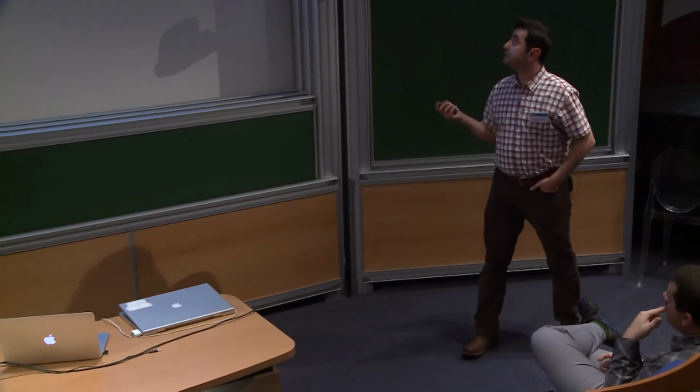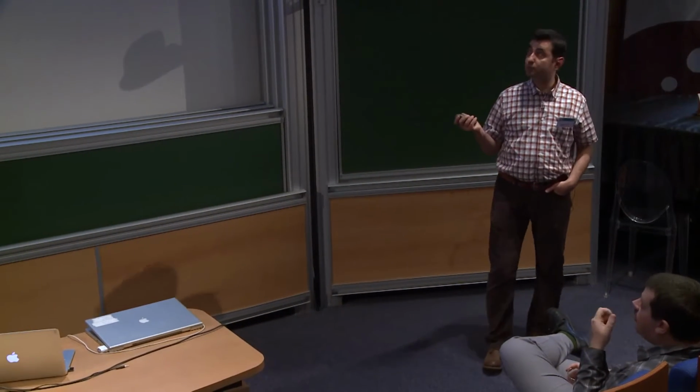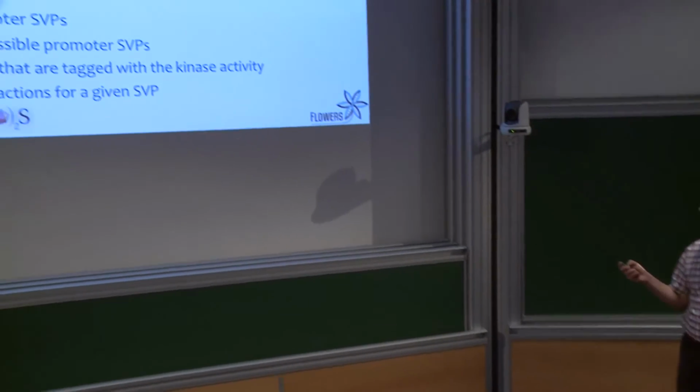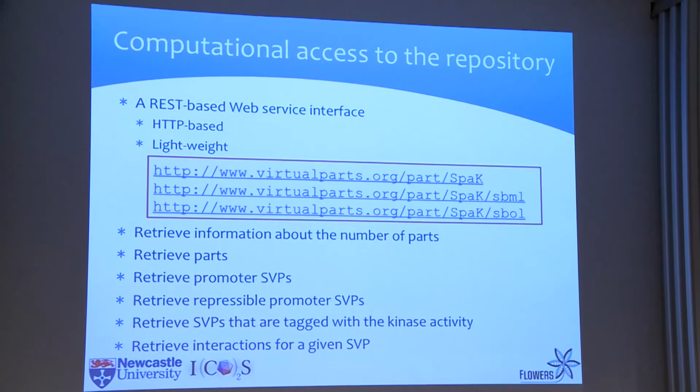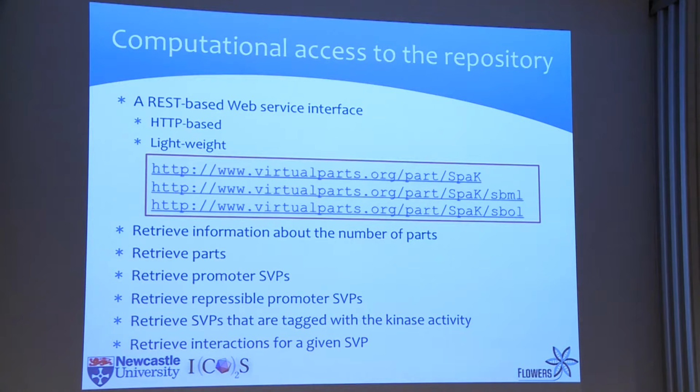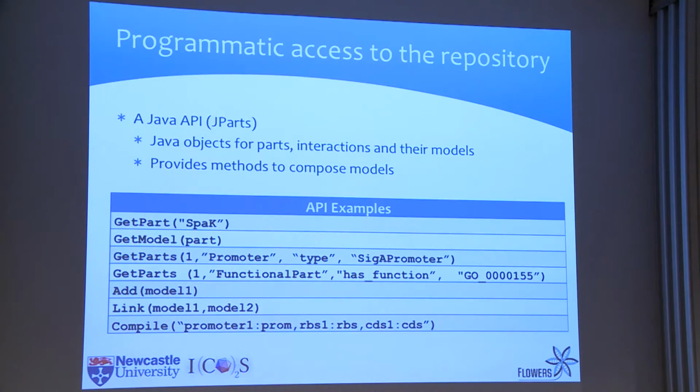The computational access to the repositories is through a REST-based web service, which is quite lightweight and HTTP-based. So that link is for humans, and the second one is for computers to access models. And the third one is for the genetic description of the virtual part in the SBOL format. And we have plenty of other methods that we can use to retrieve data.